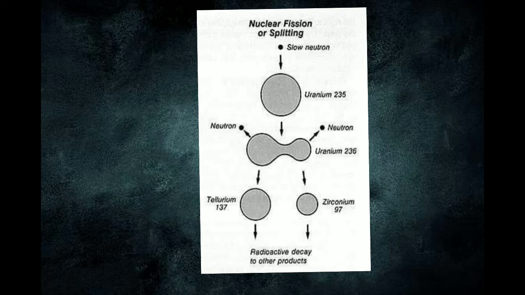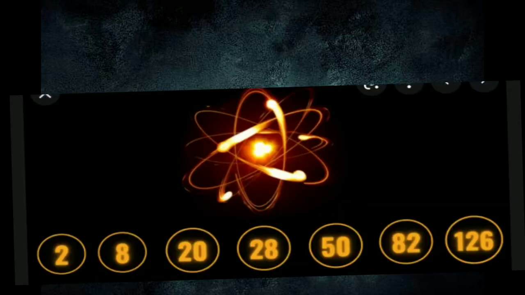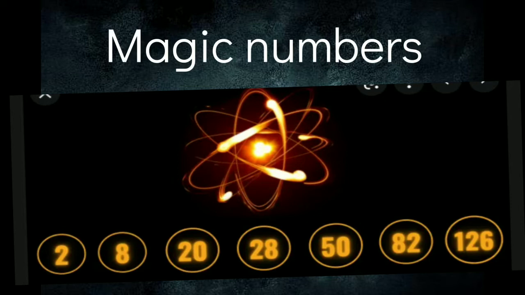But suddenly, during the last century, a new phenomenon was discovered. This phenomenon is called the magic numbers effect. So let me tell you a bit about it. Experimentation has shown that some nuclei are bound more tightly together than predicted by the liquid drop model.